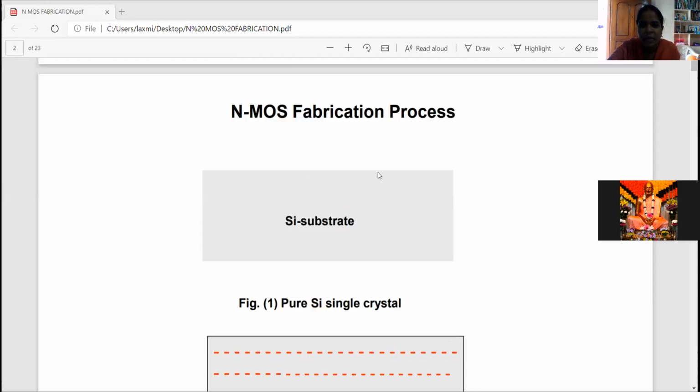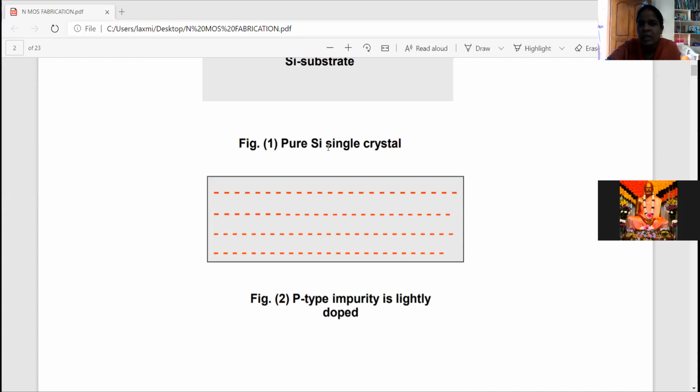So, NMOS fabrication. This is the Si substrate, a small piece of silicon that we call a substrate. We are taking one silicon substrate, which is a pure silicon single crystal. Have you seen a crystal? It is like salt. It's not very smooth, not very rough, not like a rod or a stone. It is somewhat smooth. That we can call pure single-crystal silicon.